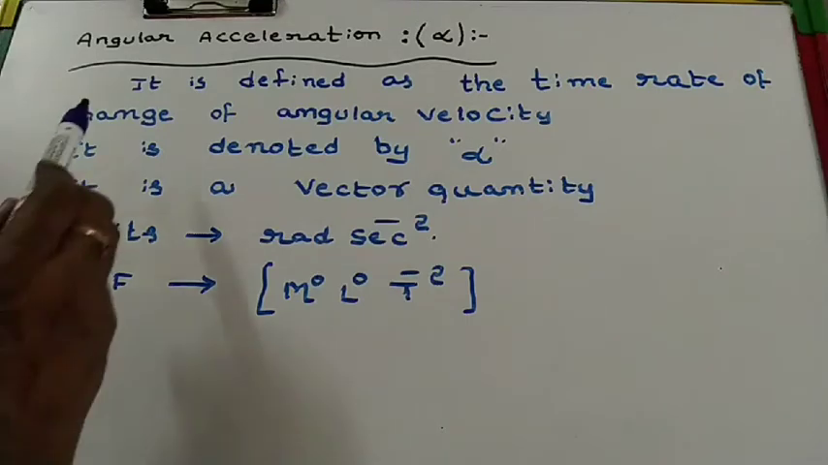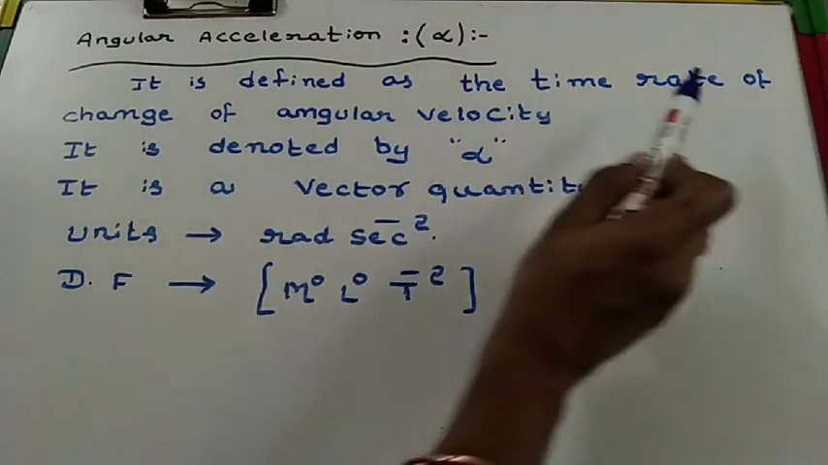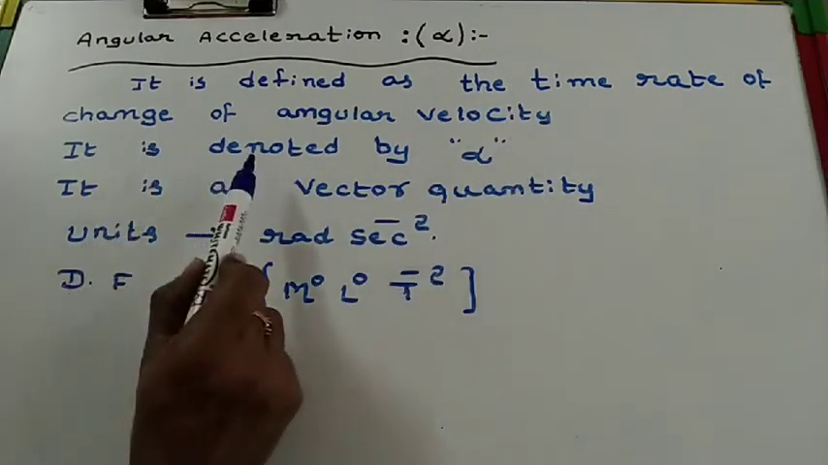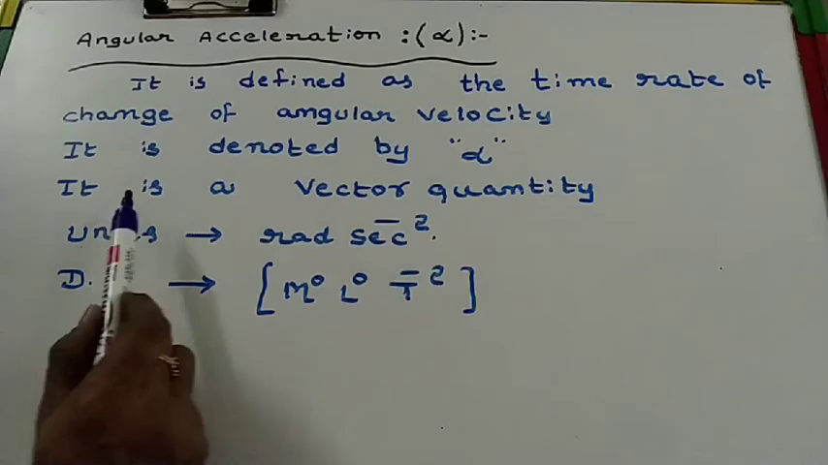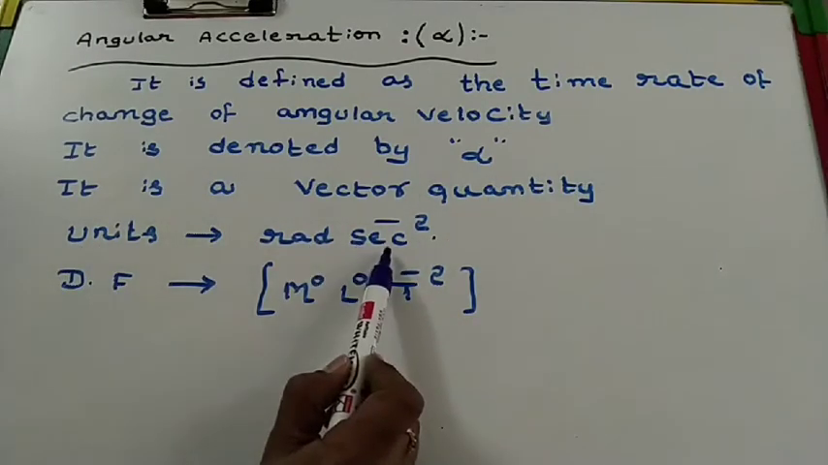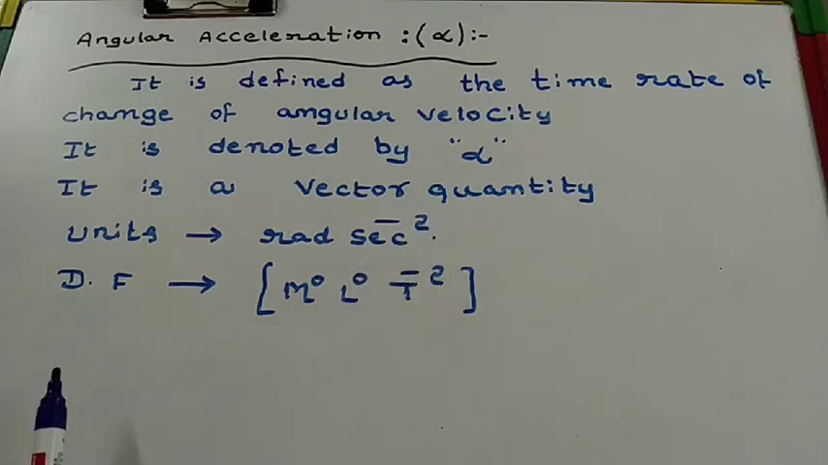Once again, it is defined as the time rate of change of angular velocity. It is denoted by alpha. It is a vector quantity. Unit is radian second to the power of -2. Dimension formula M0 L0 T to the power of -2.